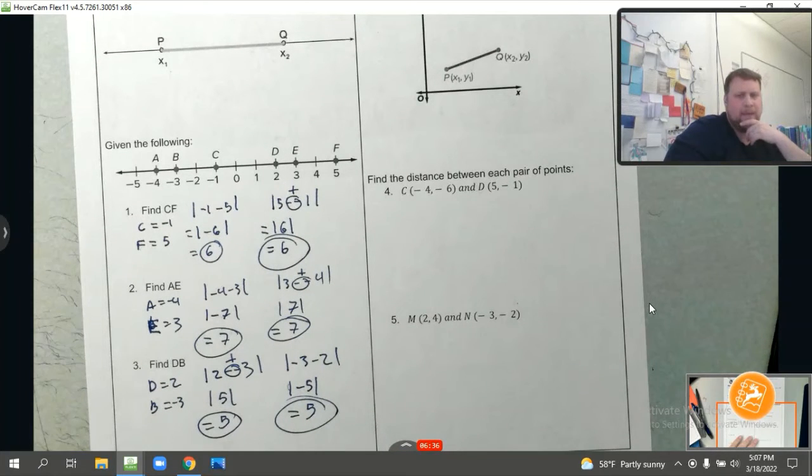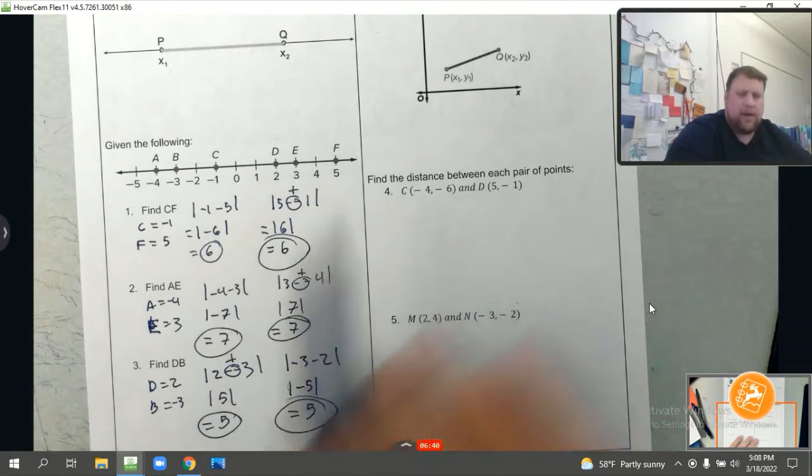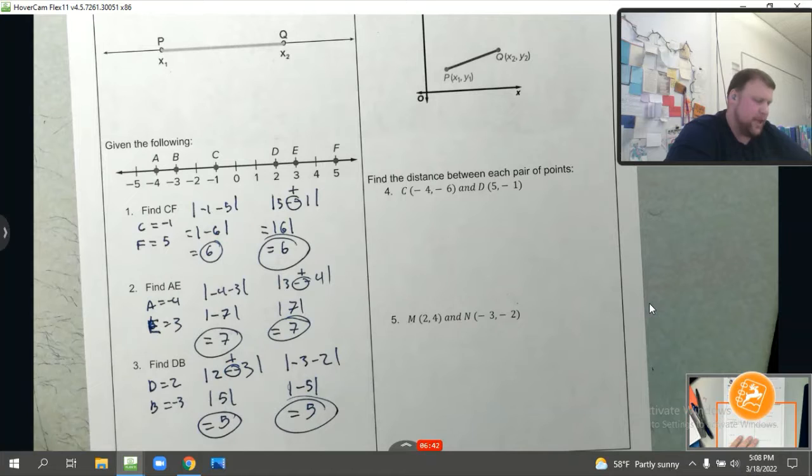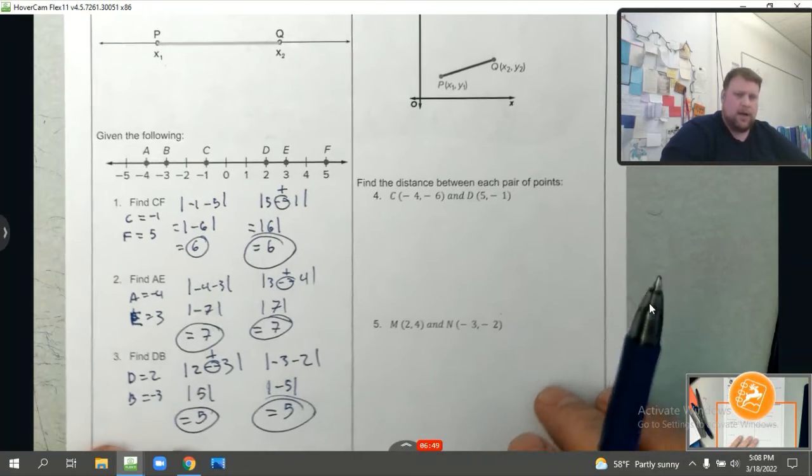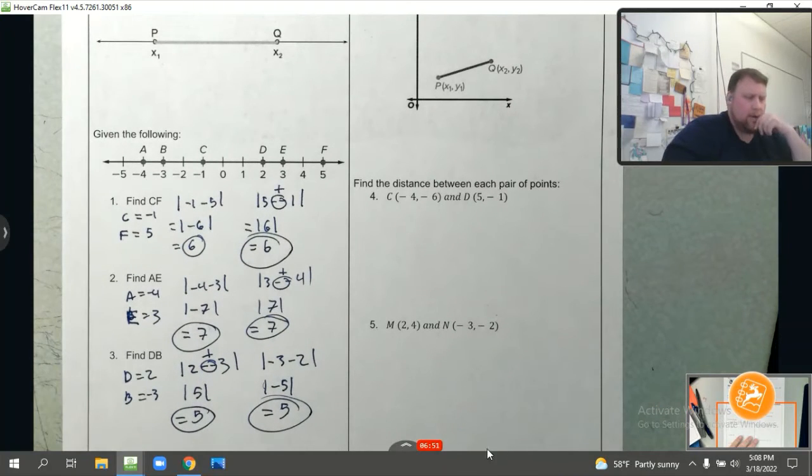They're not bad. So really on a number line, it's quite simple. And most of the time, if they're close together, you can just count them if you want to. There's no reason you can't do that. But if they're super far apart, you're not going to want to count them. So there's that. Okay. Let's go on, and we're going to look at what happens when we're on the coordinate plane.